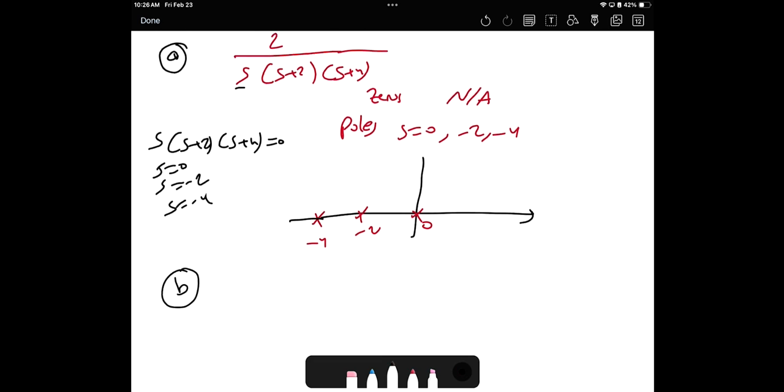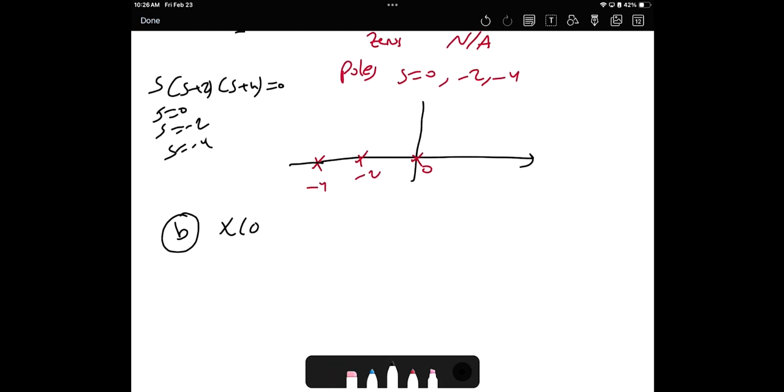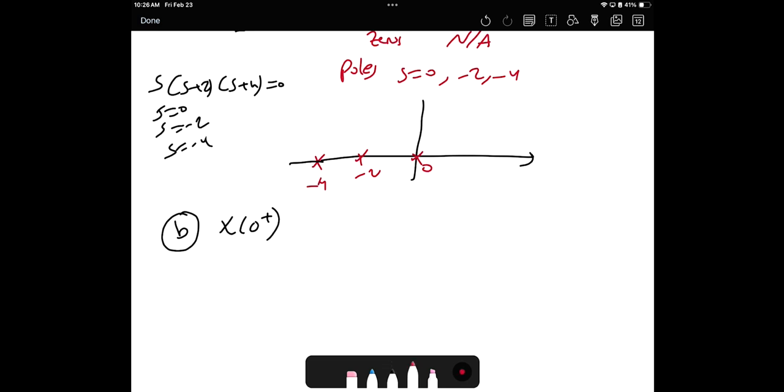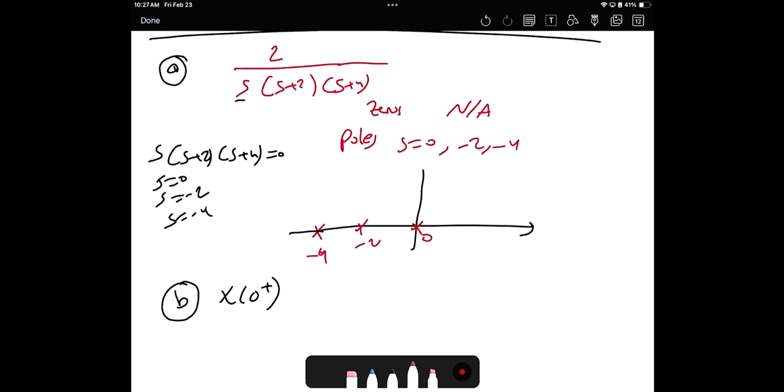Problem B, we need to find x of 0. Sometimes we write x of 0 from the right. Even if we write x of 0 alone, it can be okay, but scientifically, we write x of 0 from the right. How to find this? Now the question is, can we apply the initial value theorem? We say no, because we have a pole at 0, right? That's what it looks like.